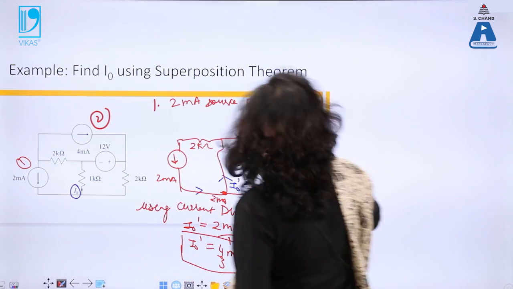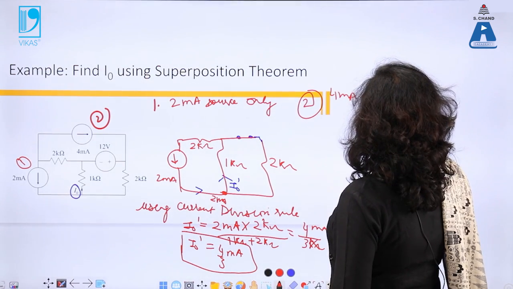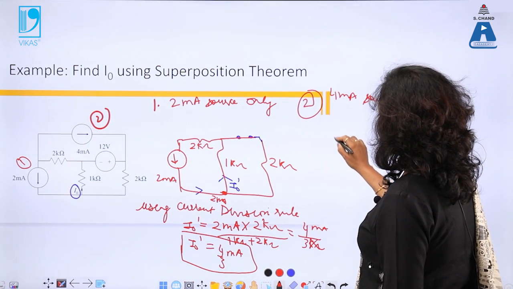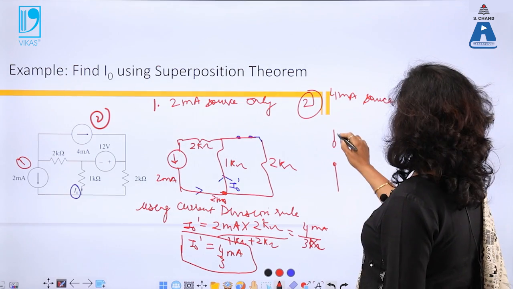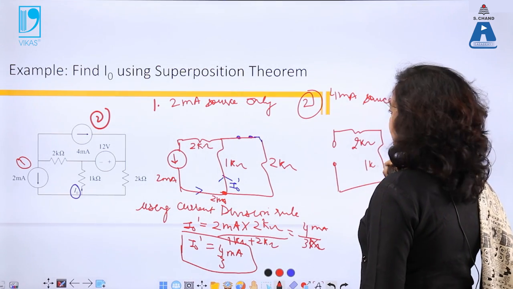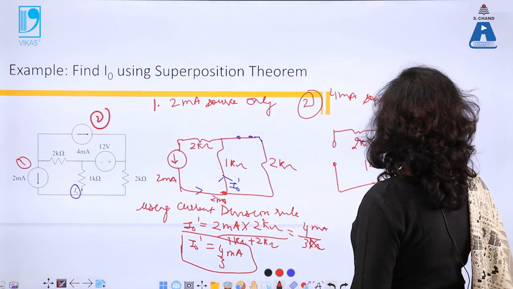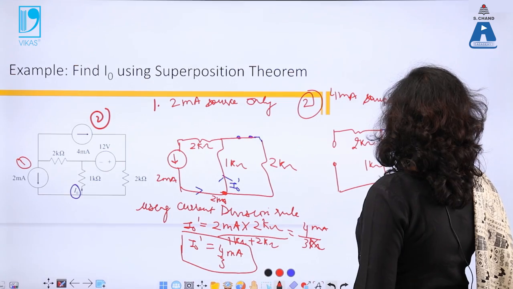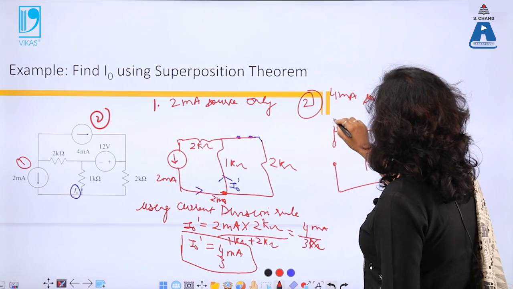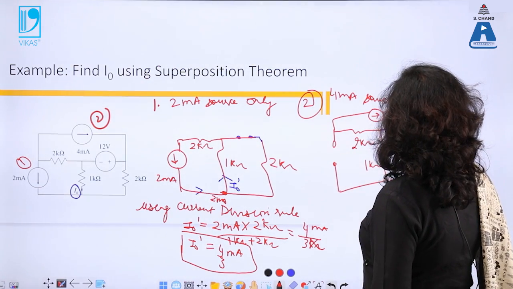Now second step, I am using now 4 milliamperes, this one. So 4 milliamperes source only, and I superimpose all other sources. So this 2 milliampere will be open circuited. Now 2 kilo ohm, 1 kilo ohm, this voltage source is now short circuited. So I am just marking this as short circuited. This is short circuited because of the superposition principle. And now I have another source due to which I need to find out current, which is 4 milliampere.